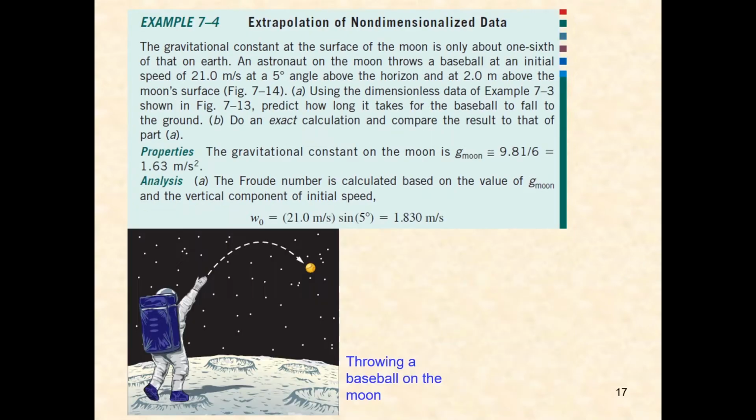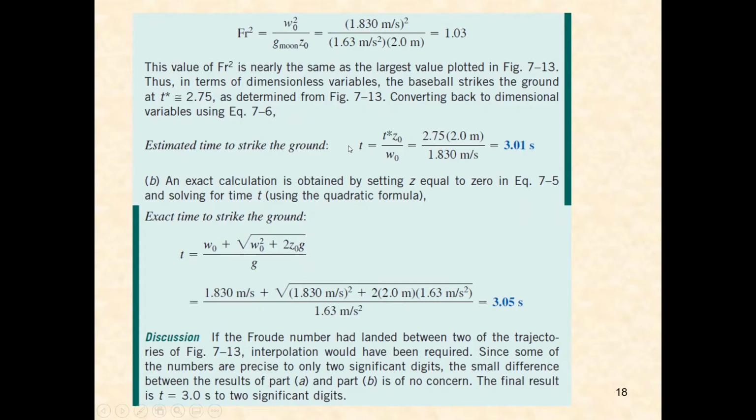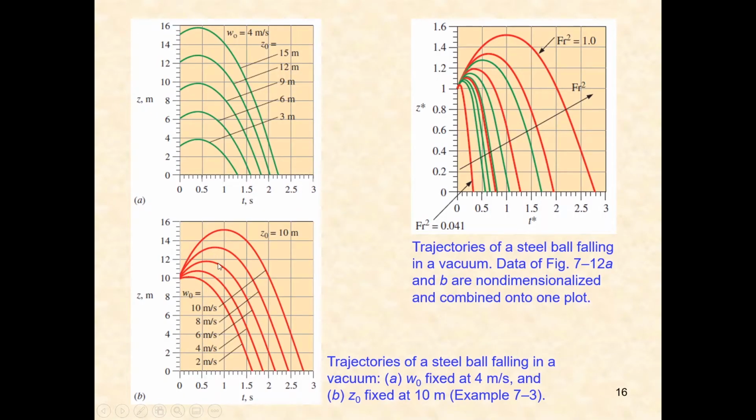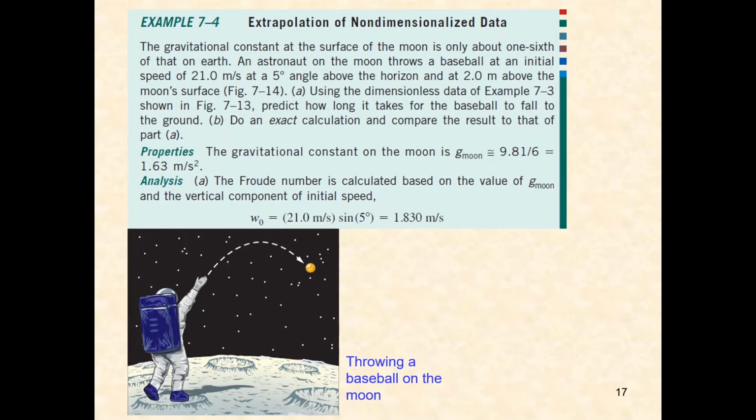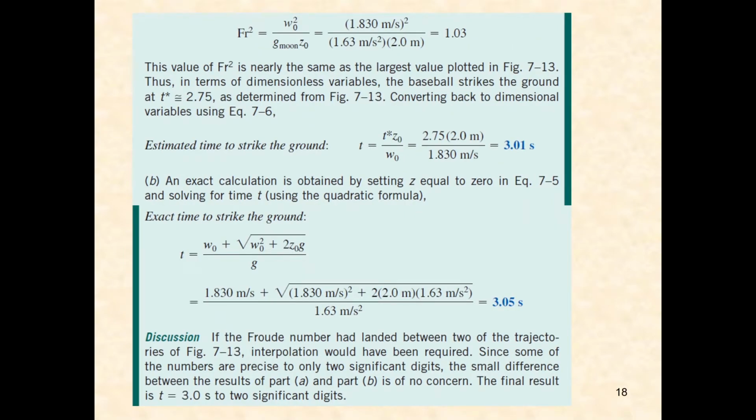So you can imagine, how do you find this T, for example, from graphs A and B? Is it possible? It is possible, but maybe it's quite hard to extrapolate those things. But by using the non-dimensional analysis, it becomes easy. It's very straightforward. Just substitute all the values into the Froude number and then see at what time it goes, and then we can estimate the time taken for the ball to hit the ground, 3.05. So this is one of the advantages of using non-dimensional parameters, because it can be applied in different situations.